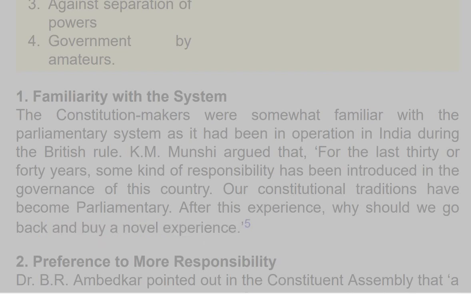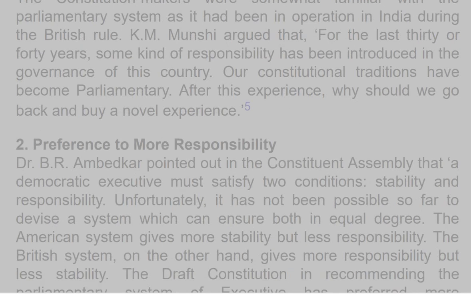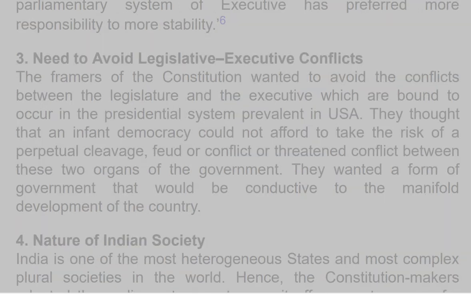2. Preference to more responsibility. Dr. B.R. Ambedkar pointed out in the Constituent Assembly that a democratic executive must satisfy 2 conditions: stability and responsibility. Unfortunately, it has not been possible so far to devise a system which can ensure both in equal degree. The American system gives more stability, but less responsibility. The British system, on the other hand, gives more responsibility, but less stability. The draft constitution, in recommending the parliamentary system of executive, has preferred more responsibility to more stability.